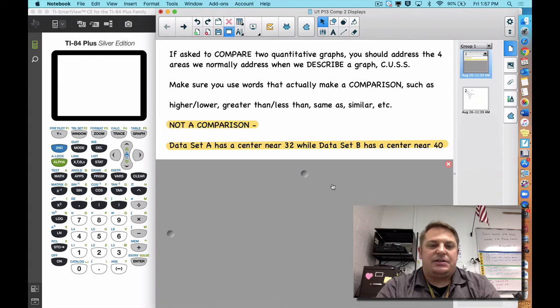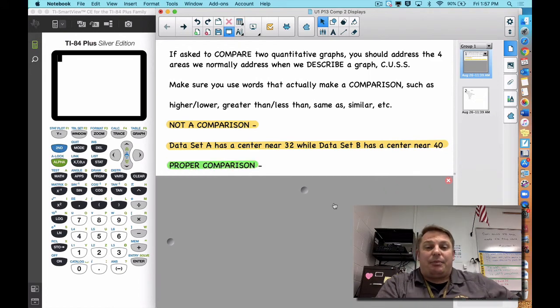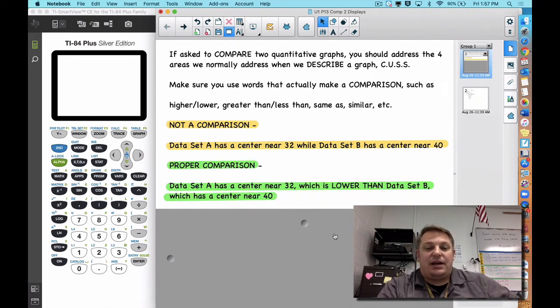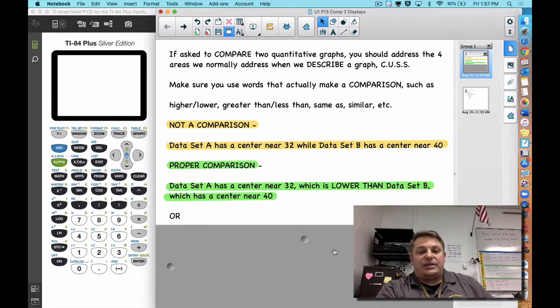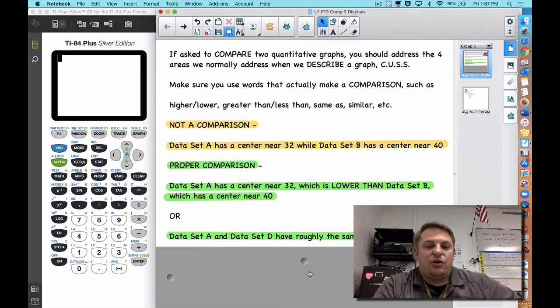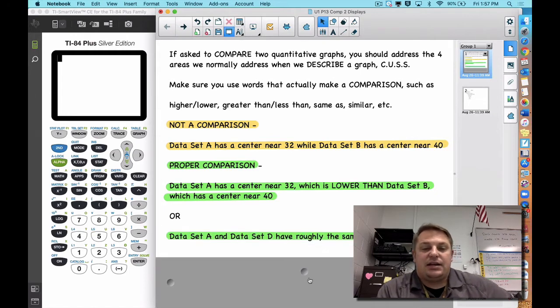It is not a comparison to say dataset A has a center near 32, while dataset B has a center near 40. That's not a comparison. That's just two independent facts. Instead, a proper comparison would be dataset A has a center near 32, which is lower than dataset B, which has a center near 40. So if there's a difference, it's easier to see with lower than, greater than, that kind of terminology. You could also say dataset A and dataset D have roughly the same center near 51. Saying they're the same is another way to compare.